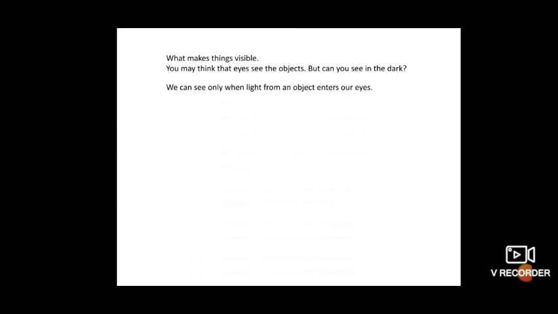Okay, we see when light falls on the object or is reflected by it, right? So there are laws of reflection. The first law of reflection given in our textbook is the angle of incidence is always equal to the angle of reflection. What is angle of incidence and what is angle of reflection? Let's try to find this out.